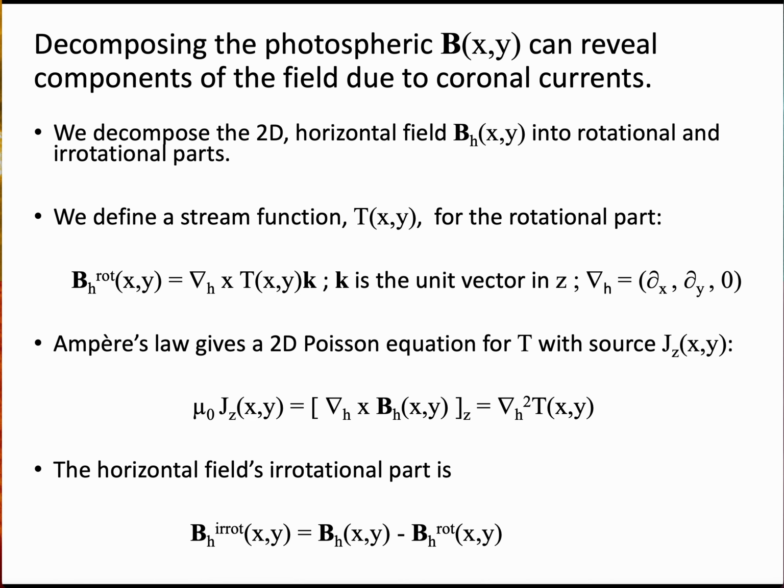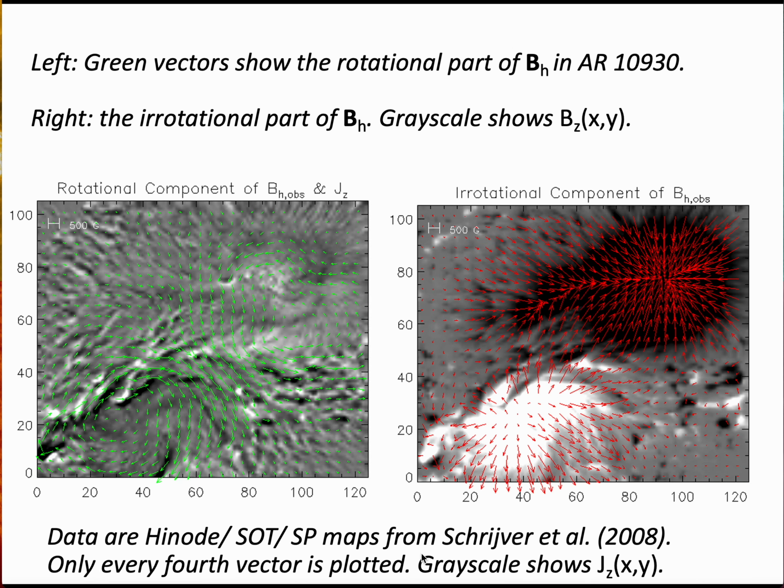We're actually most interested in the irrotational part of the field, and the irrotational part of the horizontal field is the total horizontal field minus the rotational part of the field. It's whatever is left over after I subtract off that rotational part.